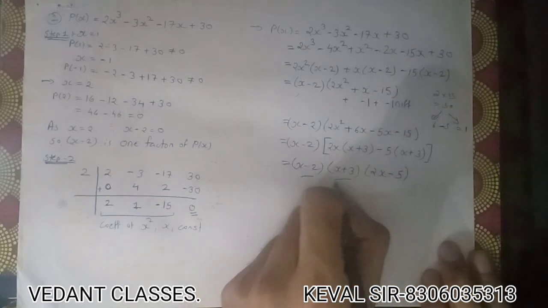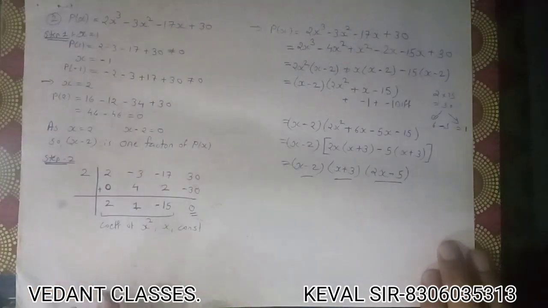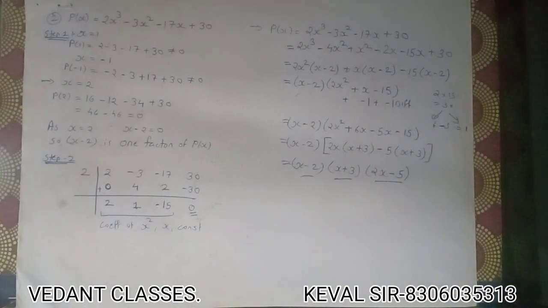So these are our factors for this p of x. So this is how you can find out the factors for any polynomial p of x.